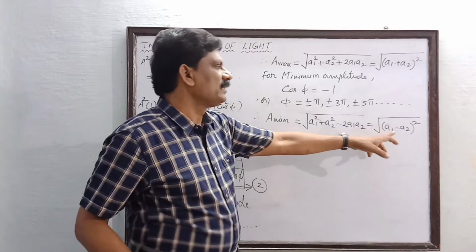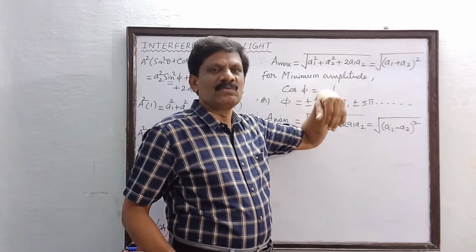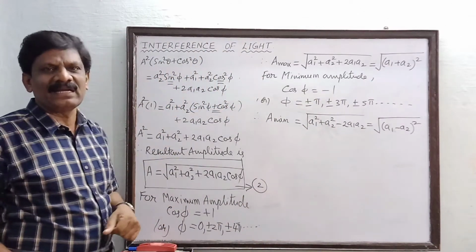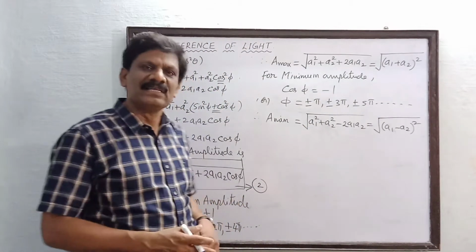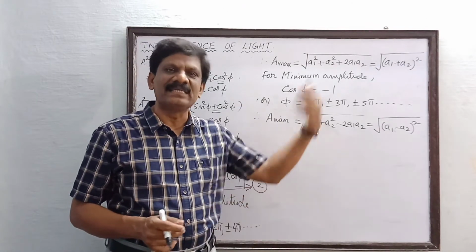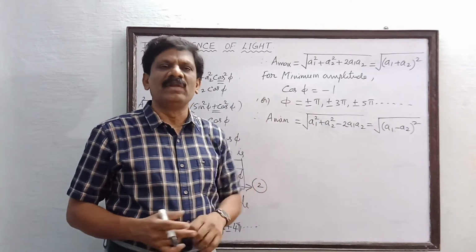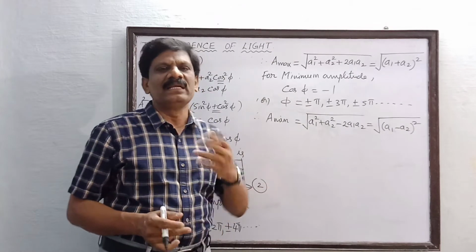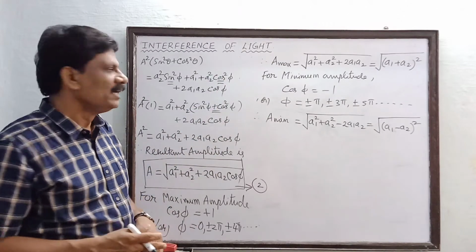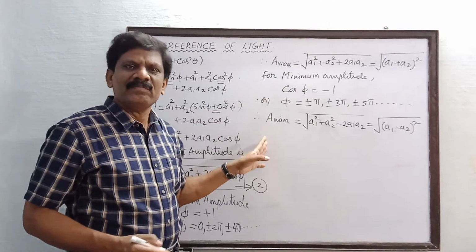So if you take this outside the square root, it will be A1 minus A2. Like that, if you take this outside the square root, this will be equal to A1 plus A2. So the amplitudes may be added up or they may be subtracted. Suppose both the amplitudes are equal, what will happen? A1 plus A2 will become A plus A is equal to 2A, twice the individual amplitude. And A1 minus A2 will become A minus A is equal to 0. So the net amplitude is 0, net intensity is 0. Such a point is called a dark point. Understand? Okay students, now the expression for A maximum and A minimum we have written.